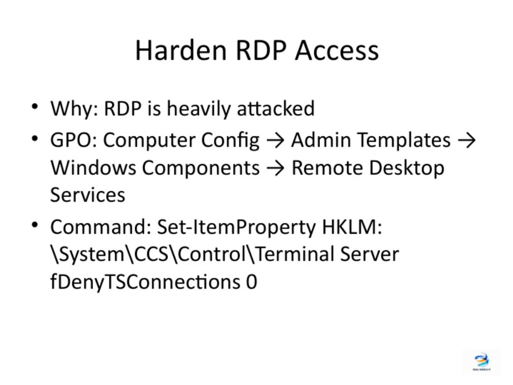Alternatively, if you're comfortable with command line, there's a straightforward command you can run: Set-ItemProperty. This command modifies the registry setting at HKLM:\System\CCS\Control\Terminal Server, specifically the fDenyTSConnections value. Setting this to 0 enables RDP connections, but remember, for security, you might want to set it to 1 to disable remote connections unless needed.